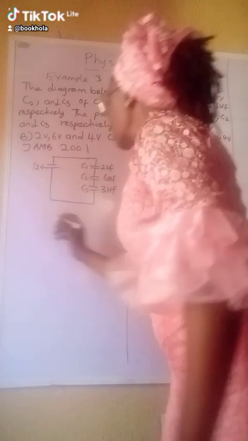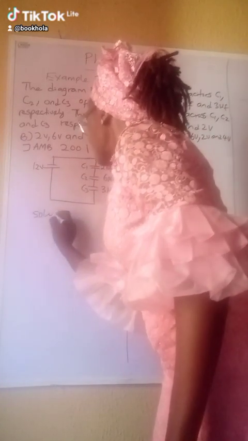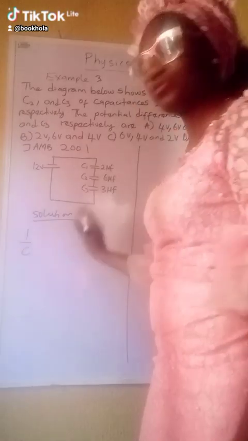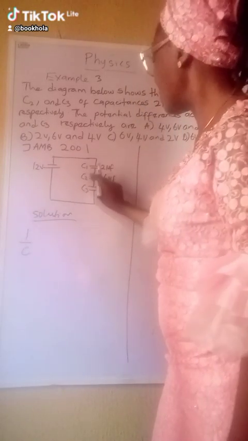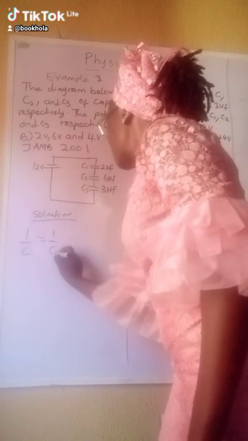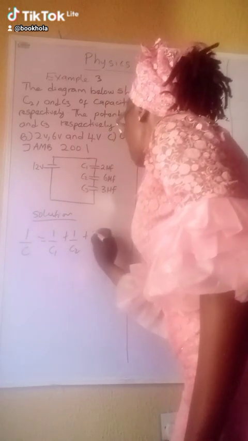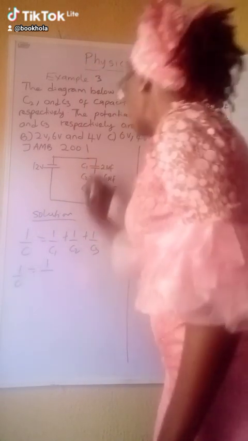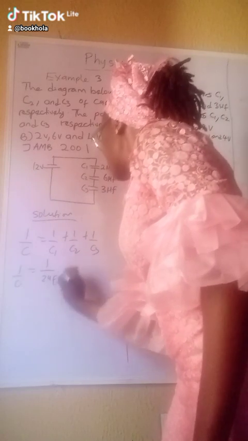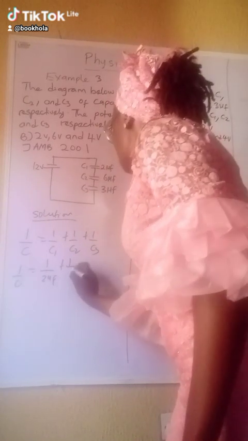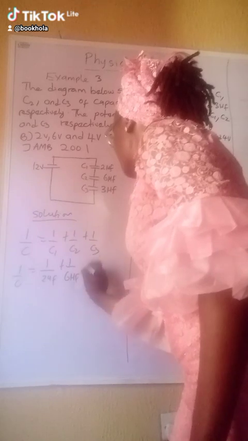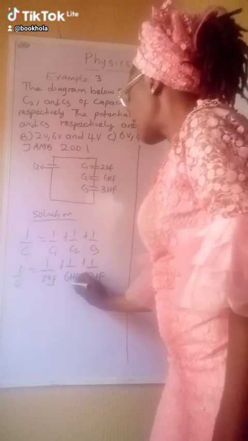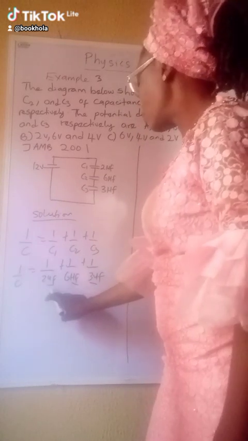So let's do this. We have our combined solution. We have 1 over C. The formula for series is what? Thank God they have even labeled the C1, C2, C3. So it's going to be equal to 1 over C1 plus 1 over C2 plus 1 over C3. Substituting, we'll have 1 over 2 microfarad plus 1 over 6 microfarad plus 1 over 3 microfarad. As usual, let's keep this aside and find the LCM of 2, 6, 3.